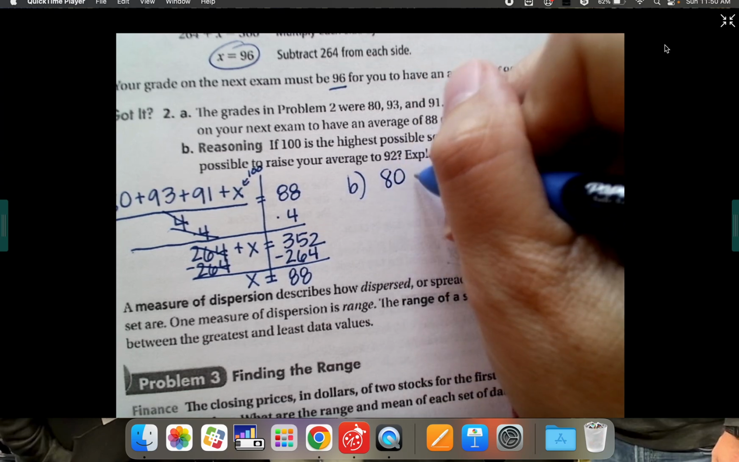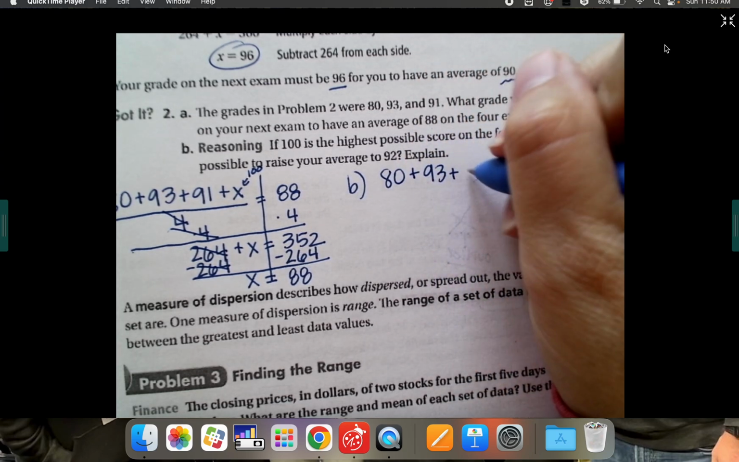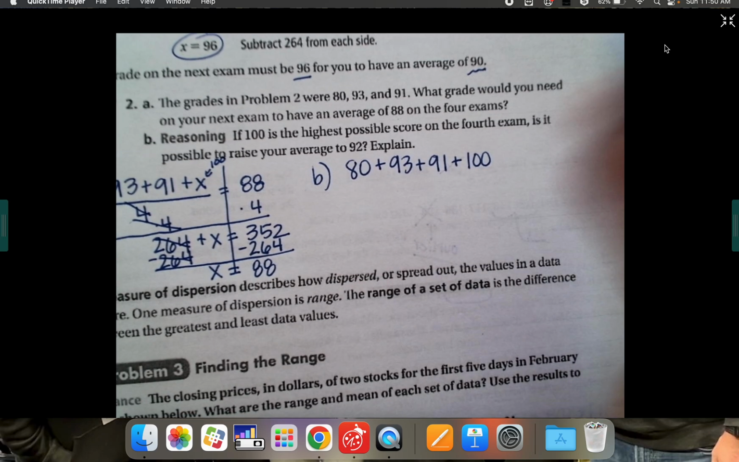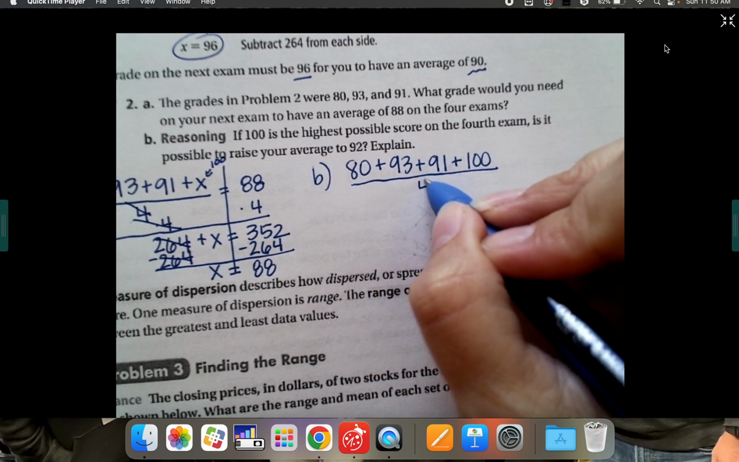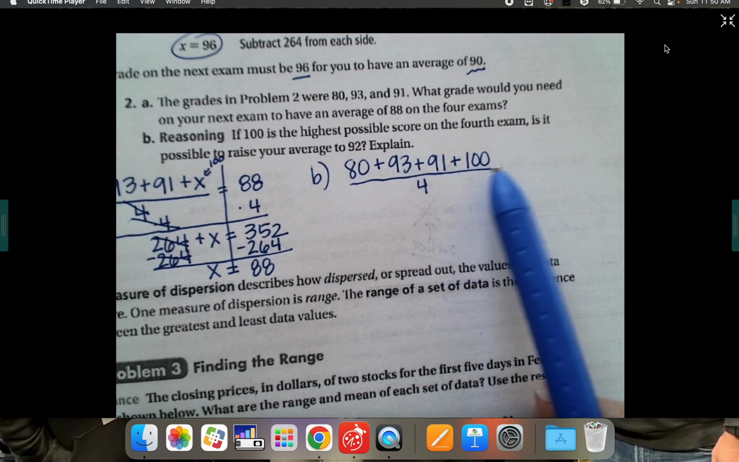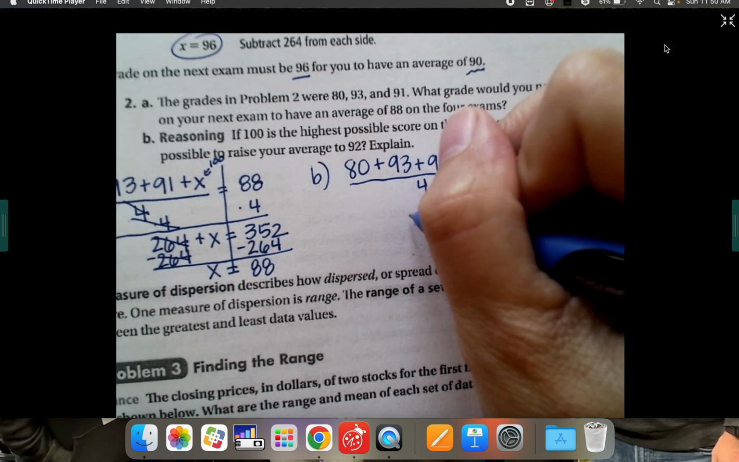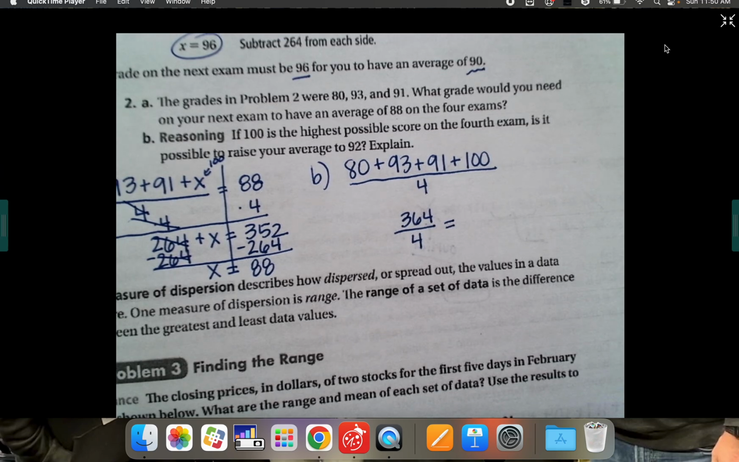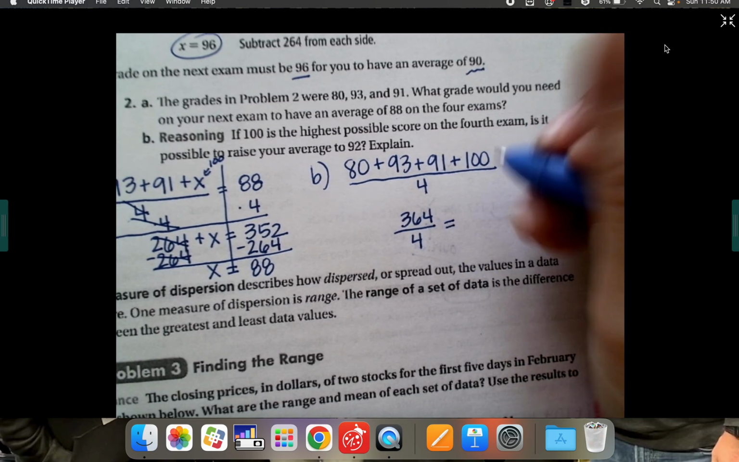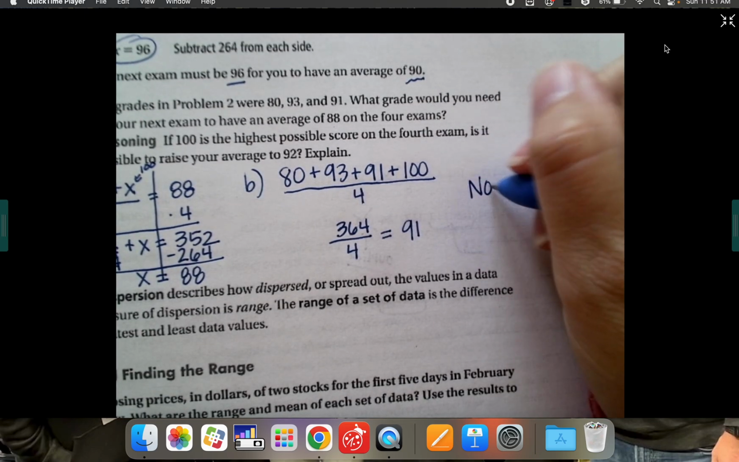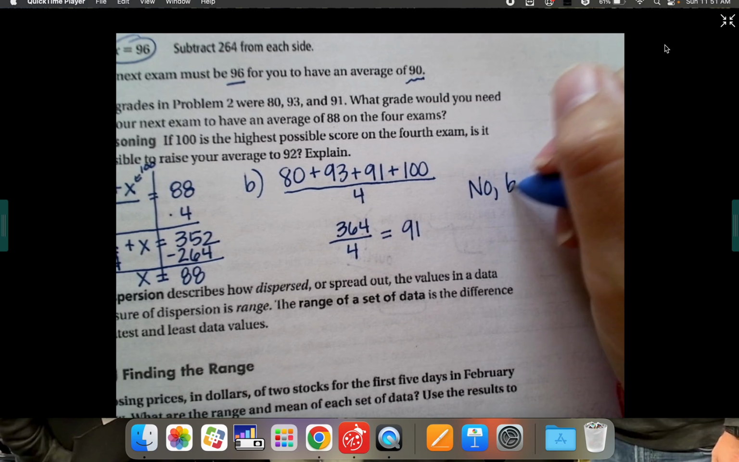We have an 80 plus a 93 plus a 91, and let's just say we got full points. We got 100% on the last one. We're going to divide by 4 and see what that equals. So 80 plus 93 plus 91 plus 100, if I did my math right, I got 364. Divided by 4 total tests that you've taken, that math comes out to be 91. So is it possible for you to raise your score to a 92? No, it is not.